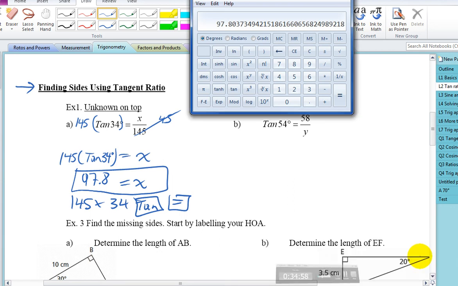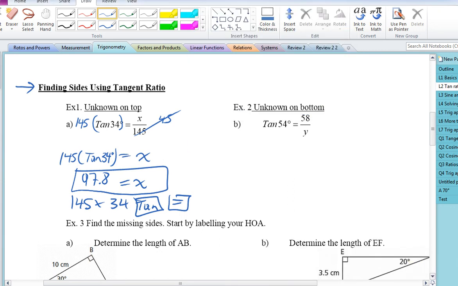Good. Okay, the next one. Now we have the unknown on the bottom. So the Y is trapped in the basement. It's dark. There's spiders. It's scared. It's got to get out. How do you get it out of the basement? No. This is a division. So what do you do instead of divide? Times by Y. Those cancel. You're left with Y times tan 54 degrees equals 58. And what's the opposite of times tan 54?